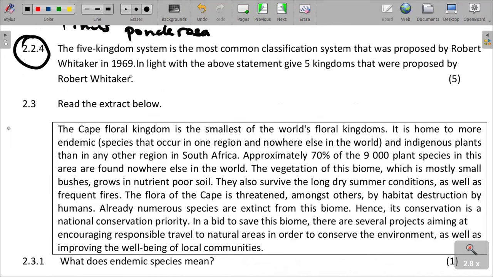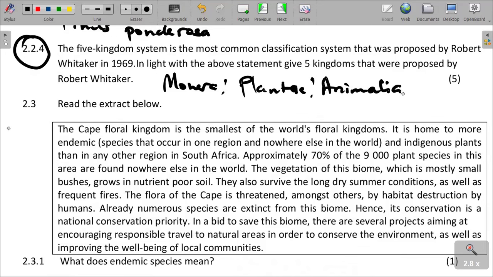He identified five kingdoms, which are the Monera, the Plantae, the Animalia, the Fungi, and obviously the last one is the Protista. So according to Whittaker, he identified five kingdoms, which are these.